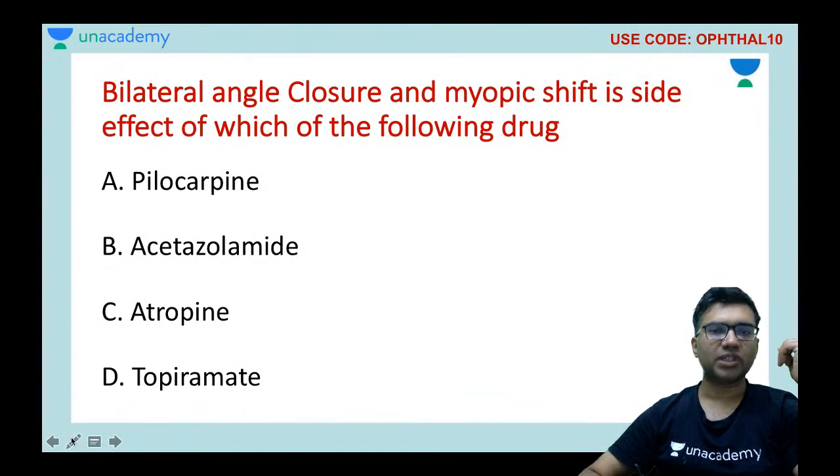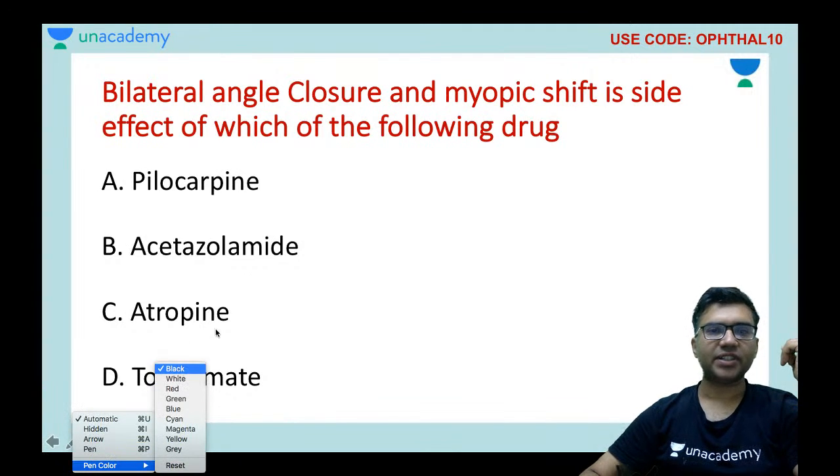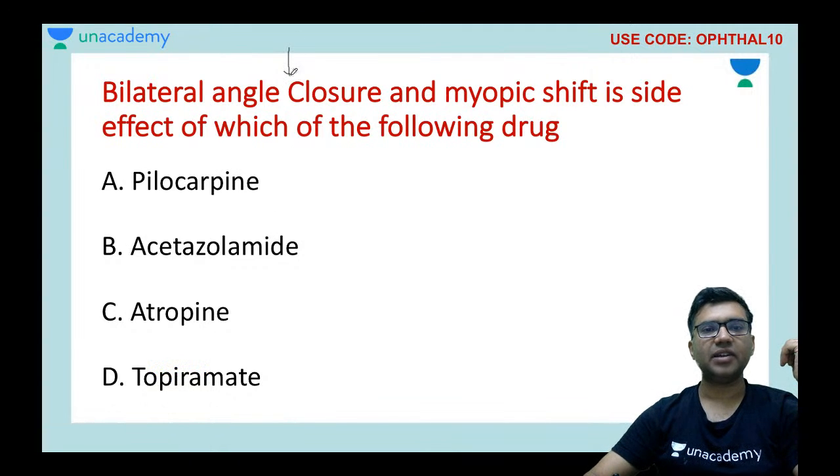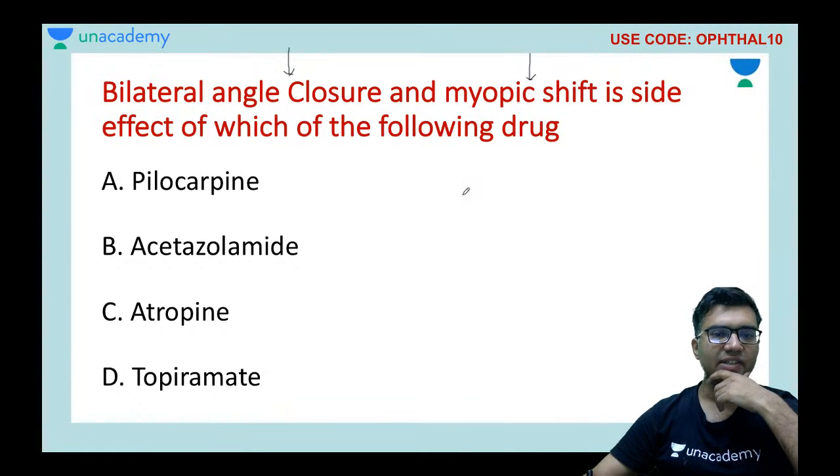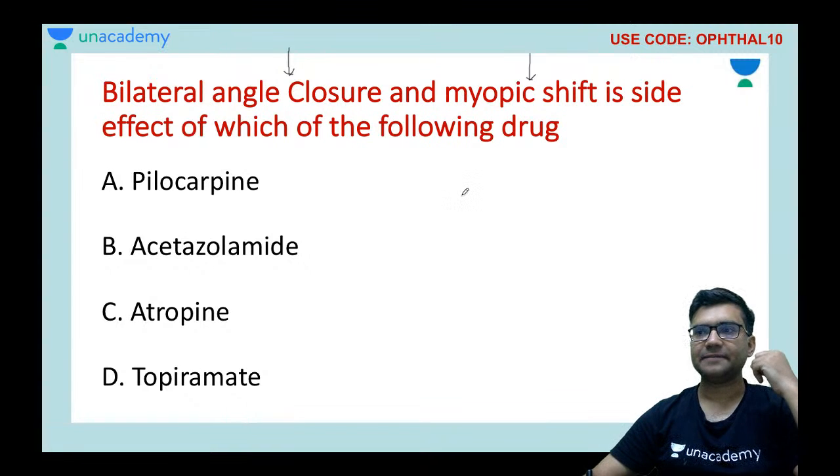Bilateral angle closure and myopic shift. So bilateral angle closure and myopic shift is the side effect of which of the following drugs? Your options are pilocarpine, acetazolamide, atropine, or topiramate. So try to answer, everyone.